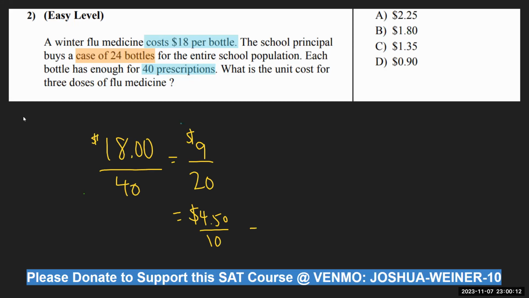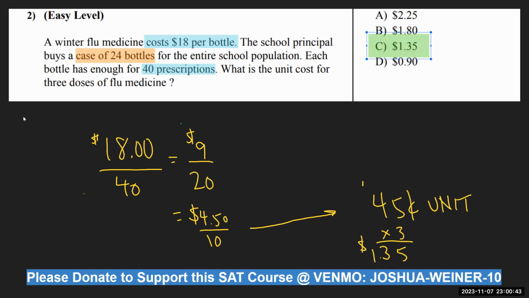Then dividing by 10 is much easier. That's 45 cents is the unit cost for 1 dose. But the question was, what is the unit cost for 3 doses? So you have to multiply that by 3. And we get 5, carry the 1, 2, 13, $1.35. So the correct answer was C for this question. $1.35 would be the cost for 3 doses of flu medicine. C, $1.35.